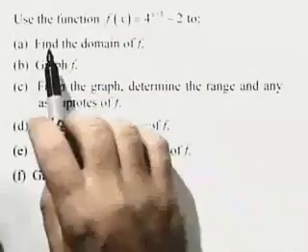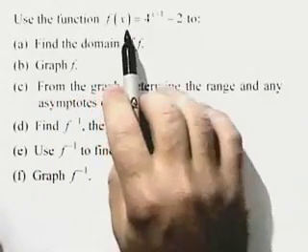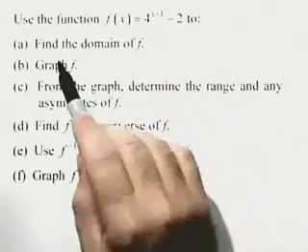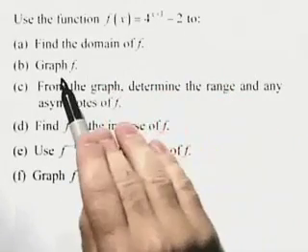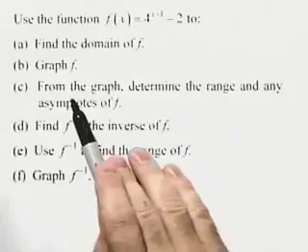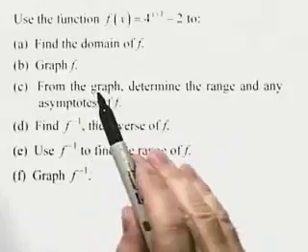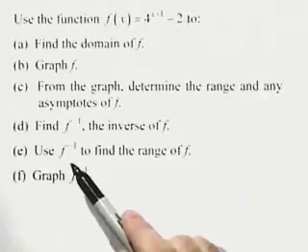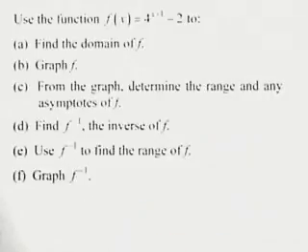In this problem, we're going to examine an exponential function. We're going to use the function f of x equals 4 to the x plus 1 minus 2 to find the domain of the function, graph the function, and from the graph determine the range and any asymptotes, then find the inverse of the function, use the inverse to find the range of the function, and then graph the inverse.